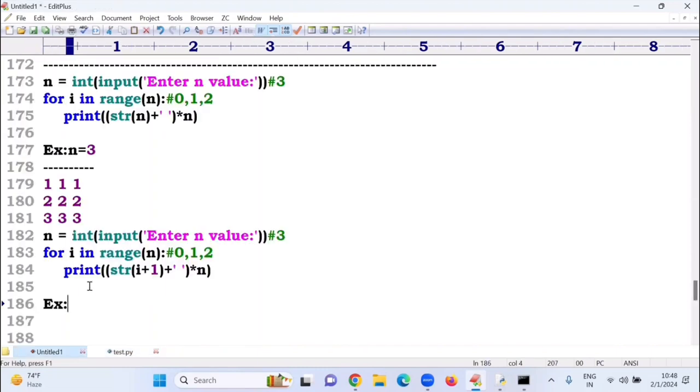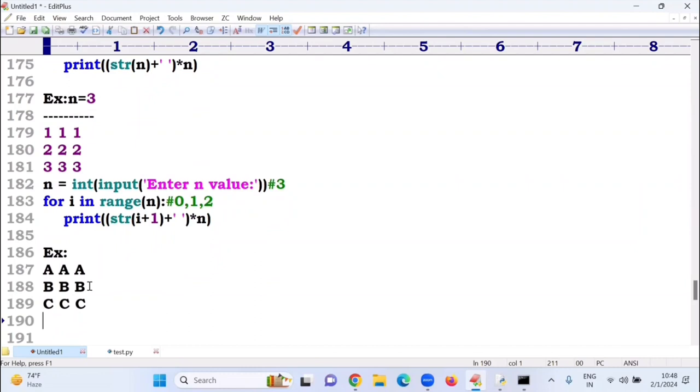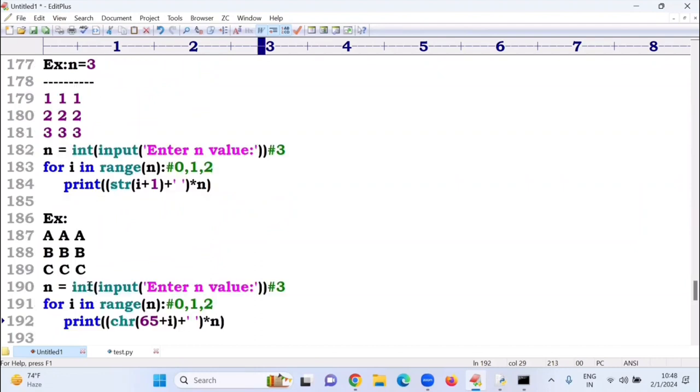Challenge. Practice it. Tomorrow we will see other patterns. This is the program.